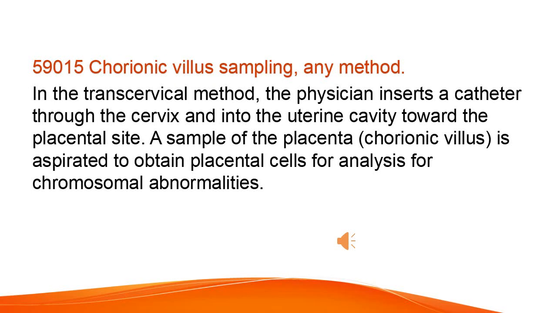Chorionic villus sampling, any method. In the transcervical method, the physician inserts a catheter through the cervix and into the uterine cavity toward the placental site. A sample of the placenta, chorionic villus, is aspirated to obtain placental cells for analysis for chromosomal abnormalities.